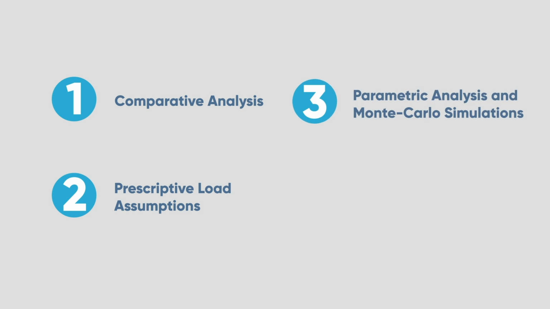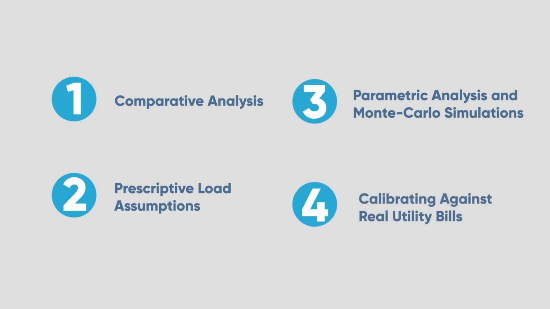Third, modern tools like OpenStudio support parametric analysis and Monte Carlo simulations, letting you sample uncertain inputs and report performance ranges instead of a single number, much more realistic and responsible. And the last key point, for existing buildings, calibrating the model against real utility bills is one of the best ways to reduce uncertainty, and OpenStudio makes that process surprisingly straightforward.